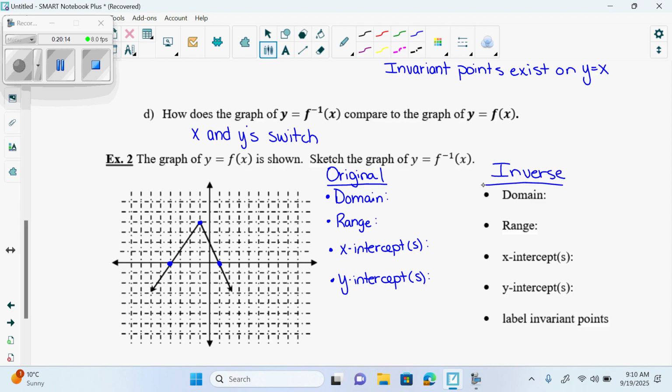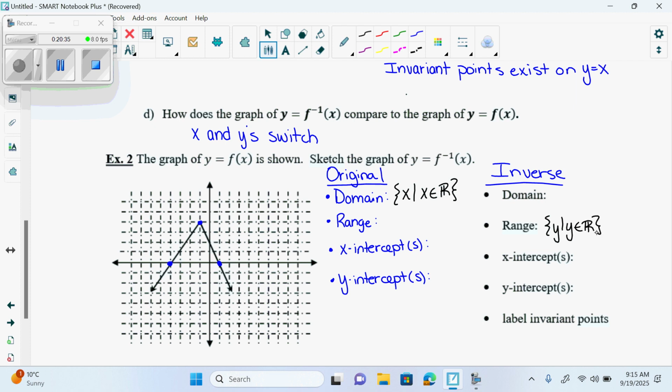So go quickly: domain, range, x-intercept, y-intercept. What's the domain of this function? What's the domain? X such that x is an element of the reals. So what's the inverse's range? Y such that y is an element of the reals. Do you see the same thing?